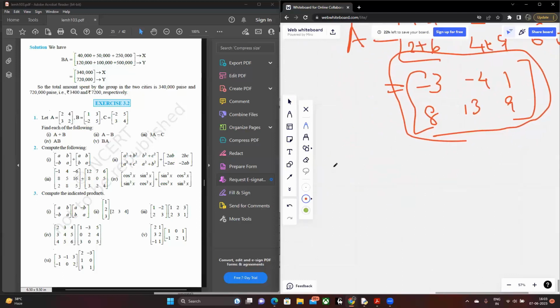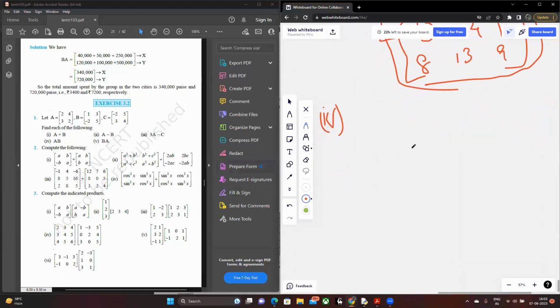Then you have question number 4, which is a 3 cross 3 into 3 cross 3 matrix, right? We all know that the answer again is going to be a 3 cross 3 matrix because the two other indices are going to be 3 and 3 respectively. Right? Just give me a moment.